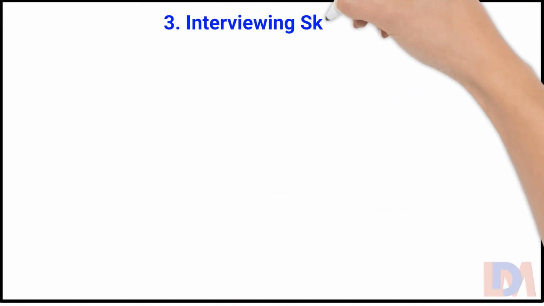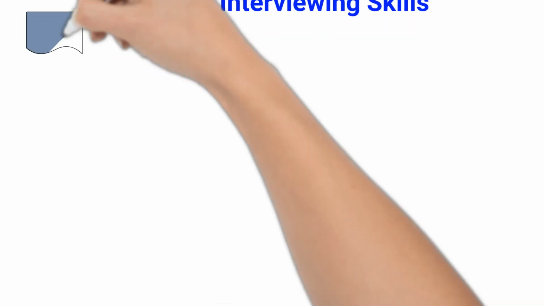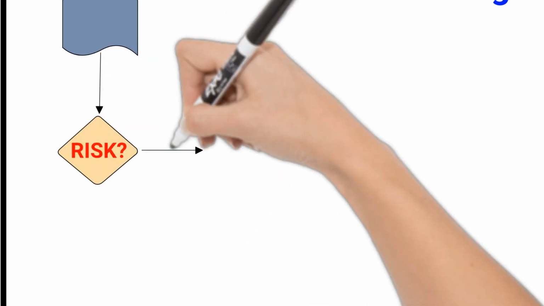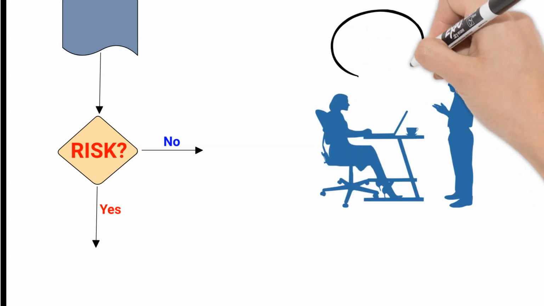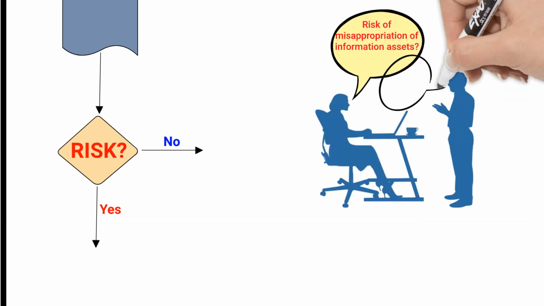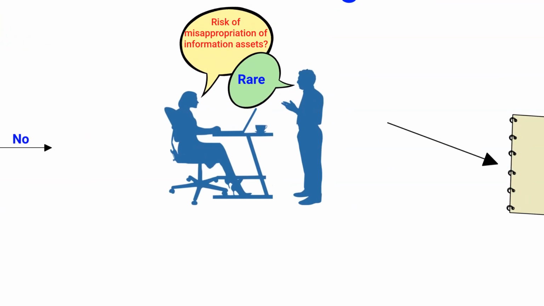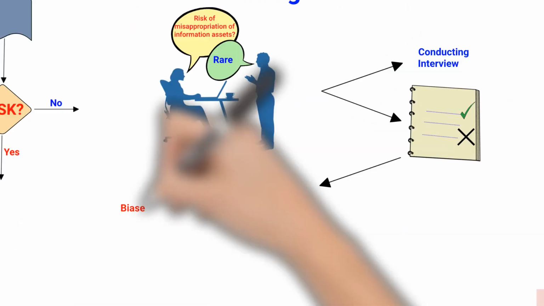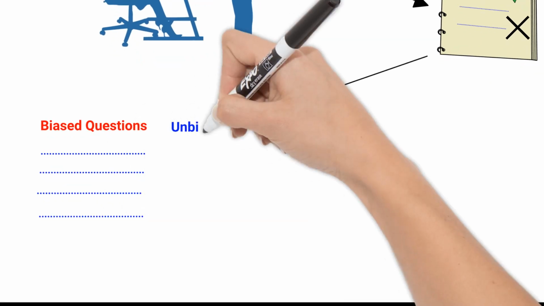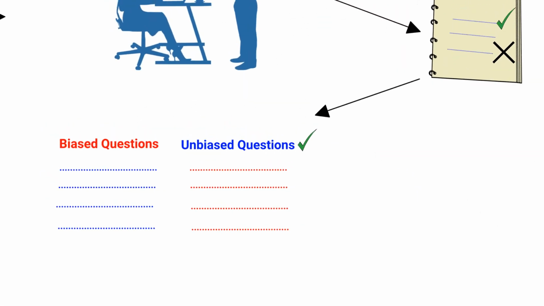Interviewing skills. A risk manager needs to conduct risk assessment of various business processes. To conduct such assessment, a manager needs to interview business managers to gather required information. The interviewing skills include drafting questionnaire and conducting interview. The questionnaire should be free from bias for effective results.